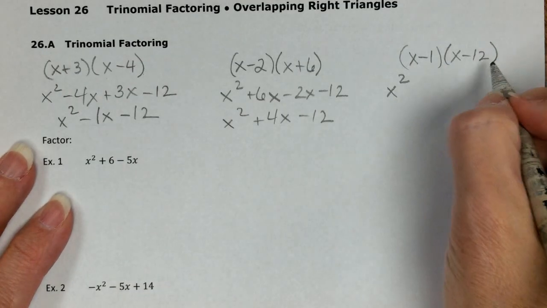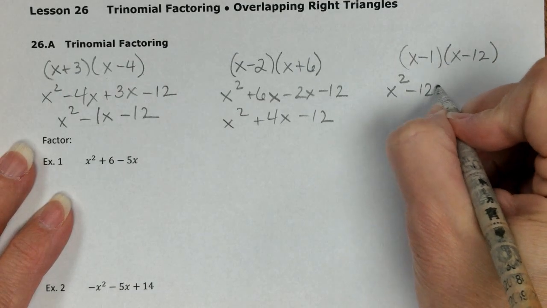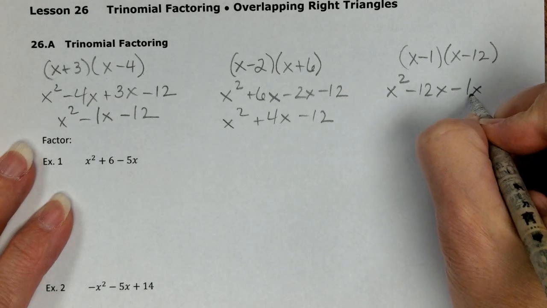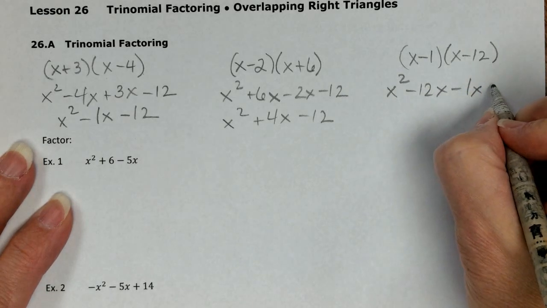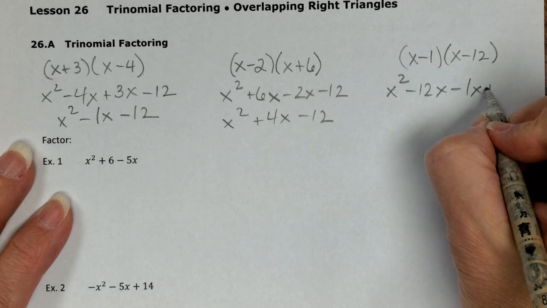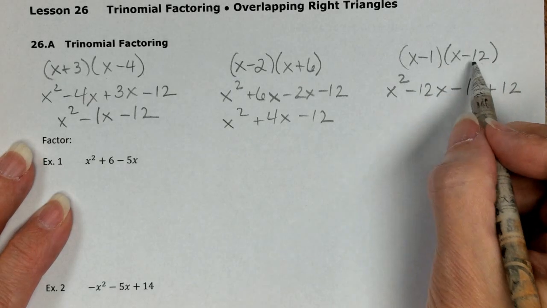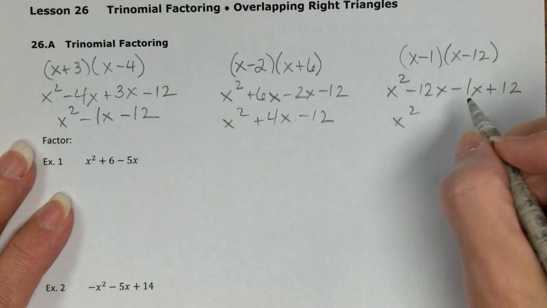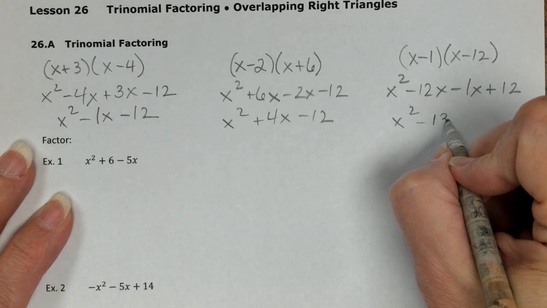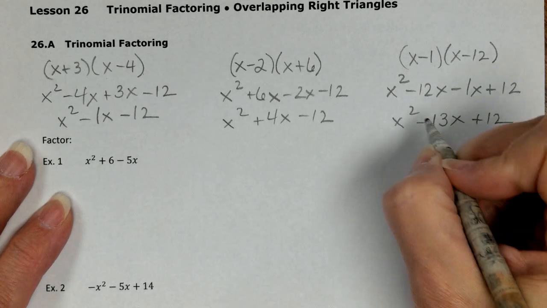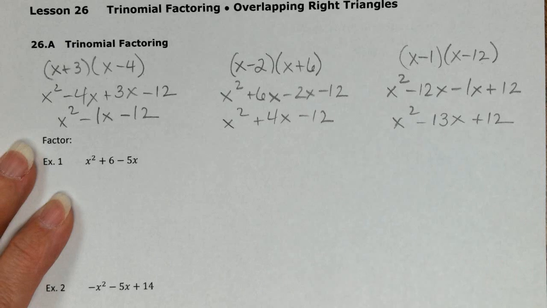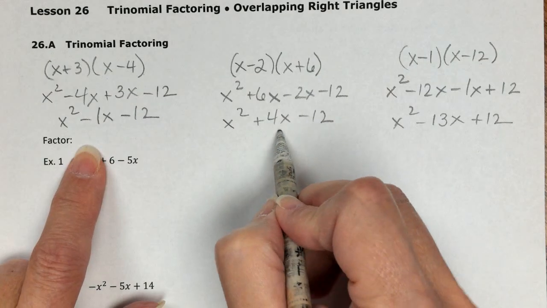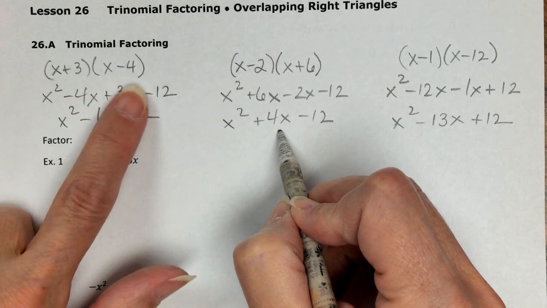First times first, x squared. Outer is negative 12x. Inner is negative 1x. Last times last, positive 12, because of the same sign. Add the like terms. And there we are. Okay, in the first two, the numbers were opposite signs.